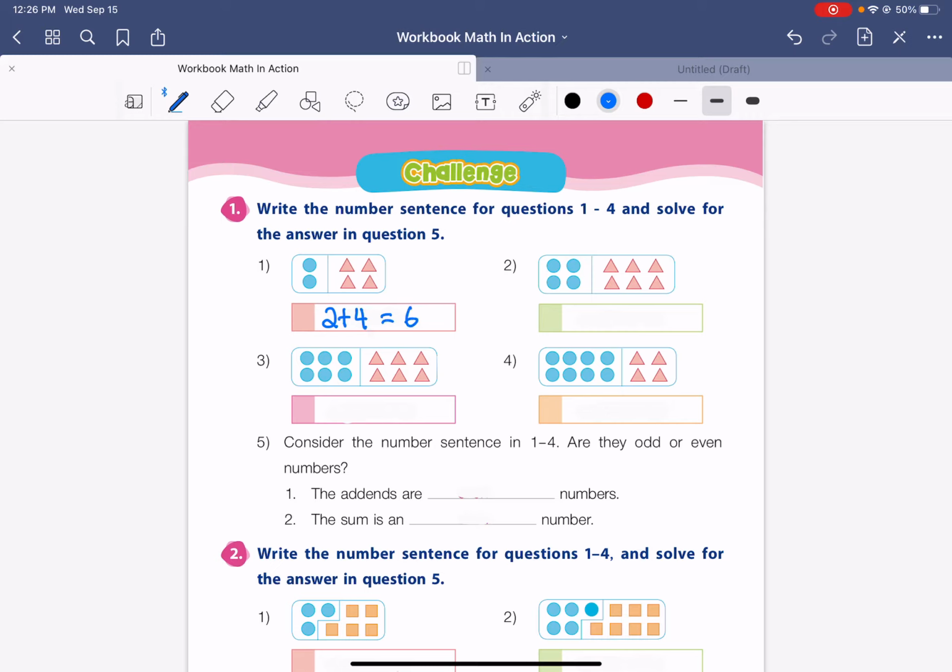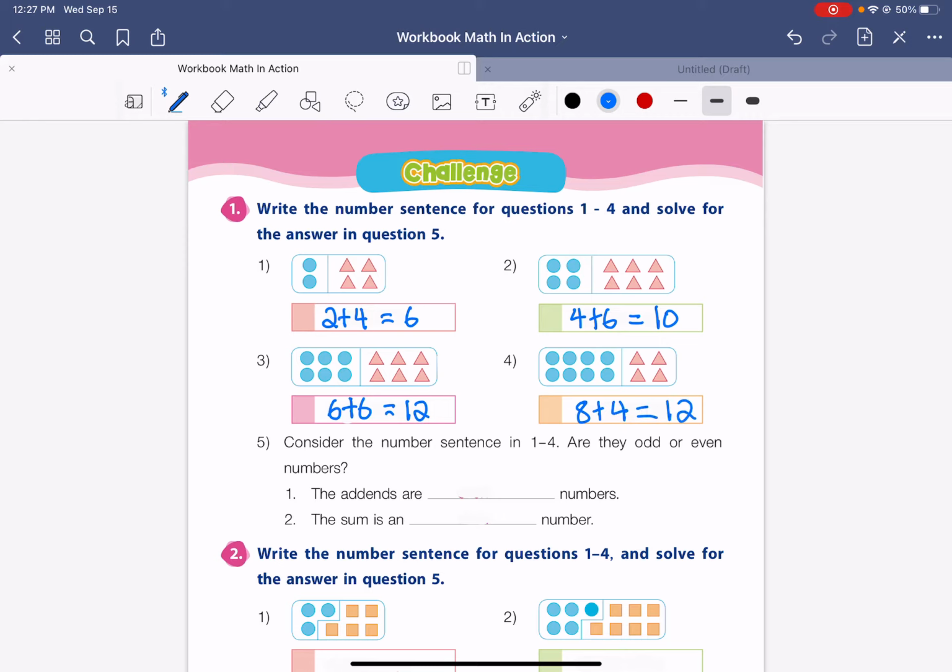Number 2, we have 4 circles and 6 triangles. So we do 4 plus 6 equals 10. Number 3, we have 6 circles and 6 triangles. We do 6 plus 6 equals 12. And the last one, we have 8 circles plus 4 triangles. 8 plus 4 equals 12.